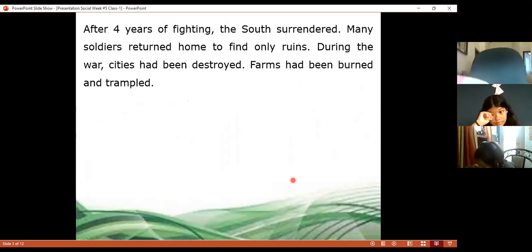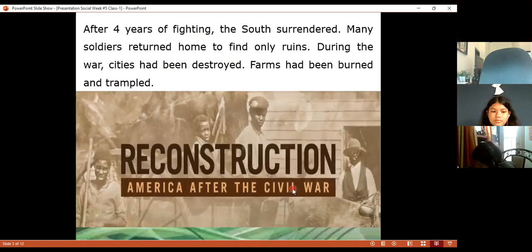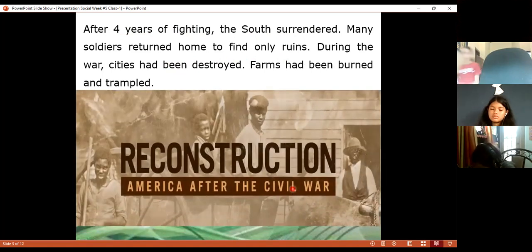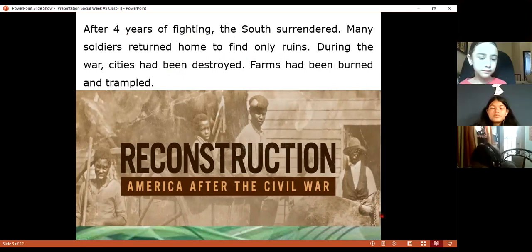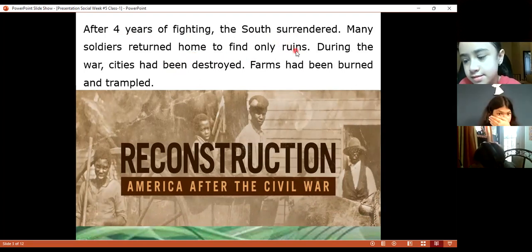Remember that it lasted 4 years. So after these 4 years of fighting, the South surrendered. Many soldiers returned home to find only ruins. Imagine, after 4 years of fighting, their houses were destroyed also. So the soldiers, when they tried to go home to see their families, they just found ruins. So the cities were destroyed, class. Farms had been burned and trampled.